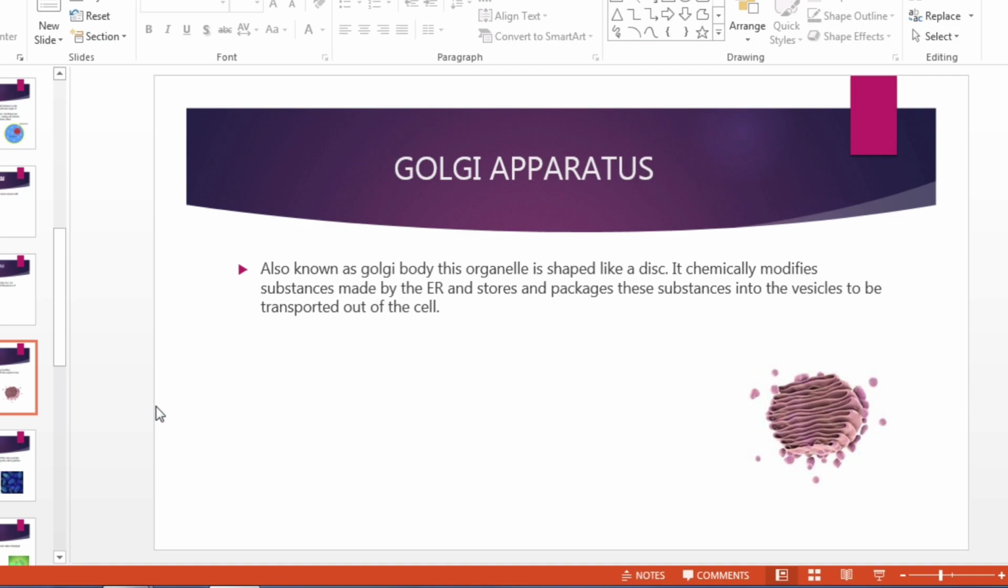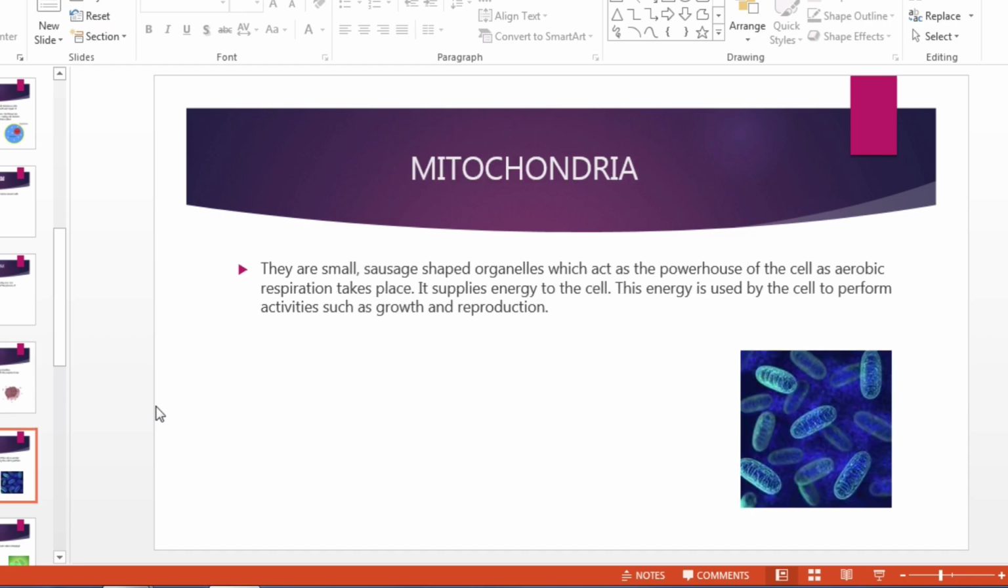The Golgi apparatus, also known as the Golgi body, is present inside the cell and it looks like a disc. It chemically modifies substances made by the ER and packages these substances into vesicles to be transported out of the cell. So the basic function of Golgi is that it packs substances that are to be transported out of the cell into vesicles so they can be easily transported.